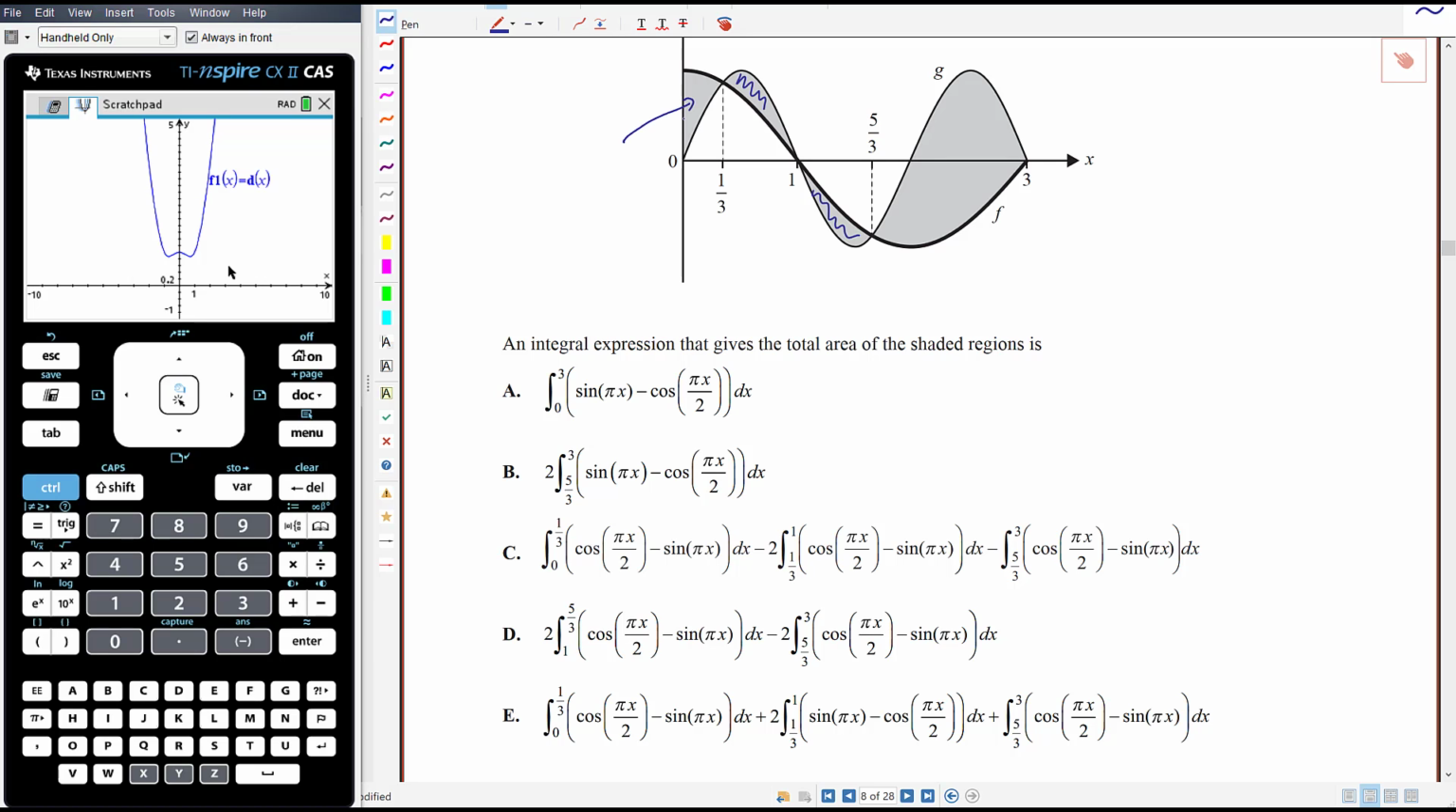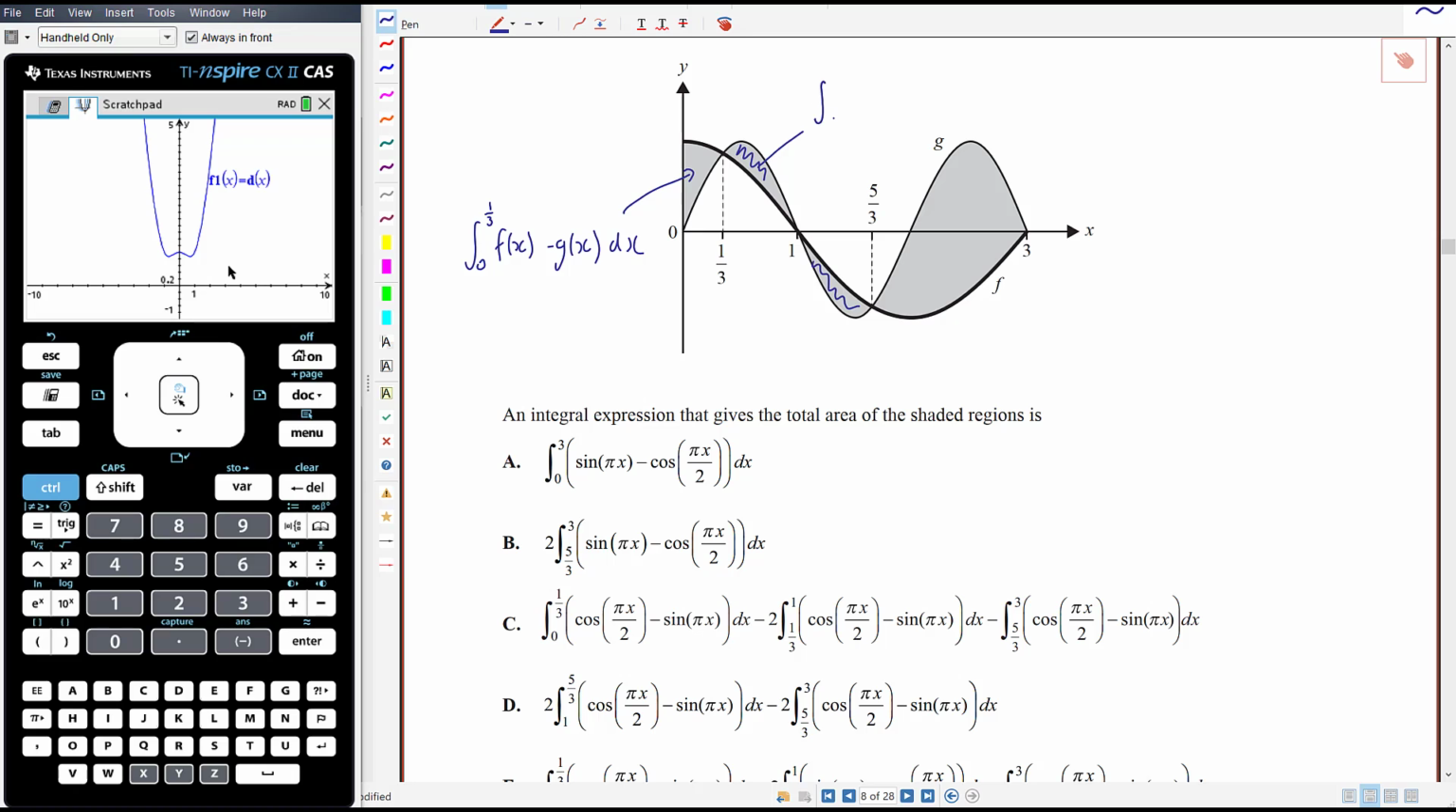So I would be saying, well, that's the integral from 0 to a third of, which one's which, f of x minus g of x. That is the integral from 1/3 to 1 of g of x minus f of x. That is the integral from 1 to 5/3 of f minus g, top minus bottom. Remember, it doesn't matter where the x-axis is, it's just always top minus bottom. And then this bit would be the integral from 5/3 to 3 of g minus f.